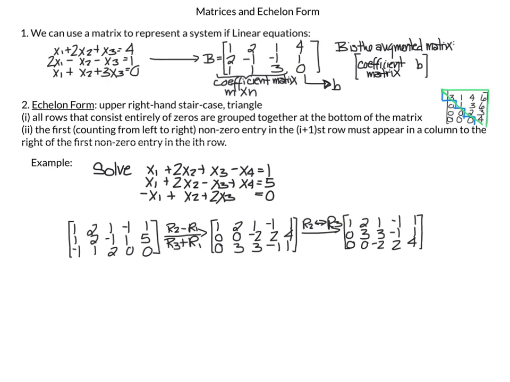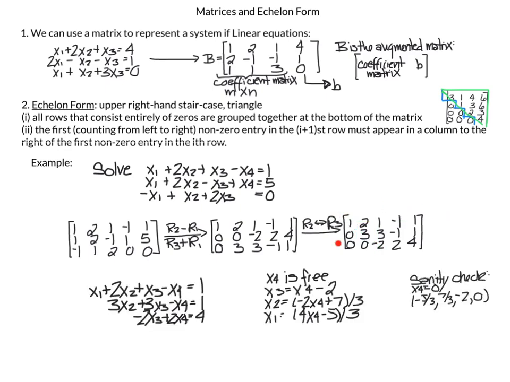And now, just like I had done with my equations when I did my Gaussian elimination, I'm going to swap row 2 and row 3 so that I can get this kind of staircase. So I'll have the 0, 3, 3, minus 1, 1, and 0, 0, minus 2, 2, and 4. So this is my final form because I'm in echelon form. Here is my staircase that separates my first non-zero entries and my 0 entries. And here is my upper triangle.